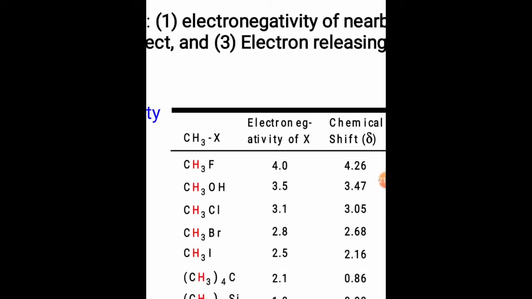And the magnetic field of these electrons opposes the applied field. So, though there is less electron density in methyl fluoride, it opposes less, and hence the chemical shift value of methyl fluoride is more as compared to methyl chloride.